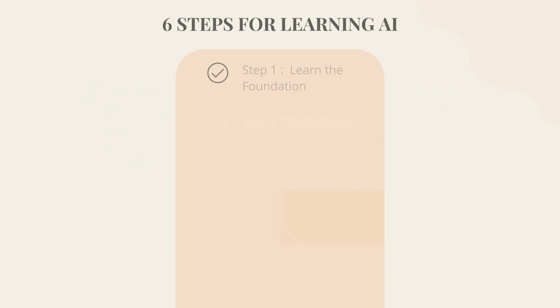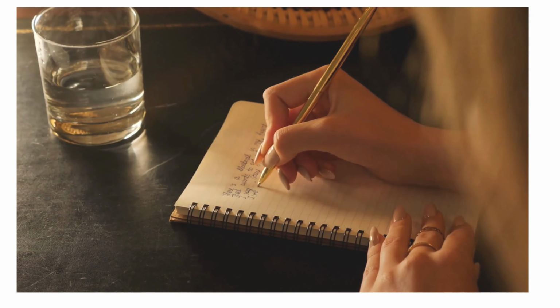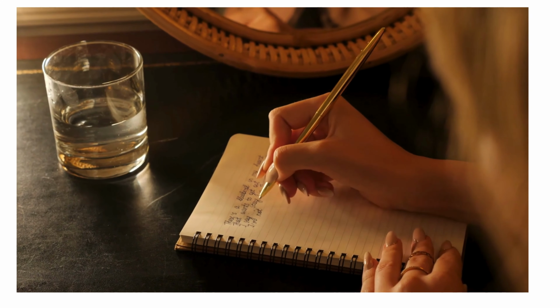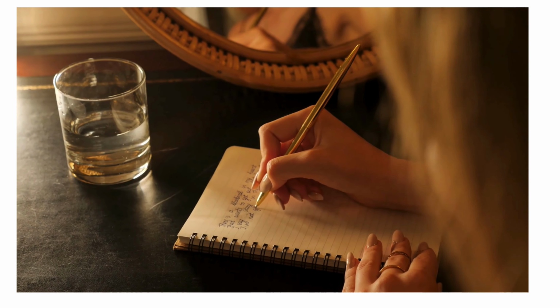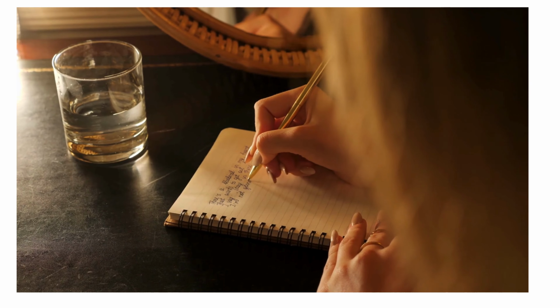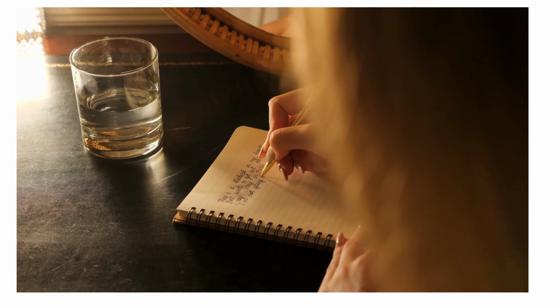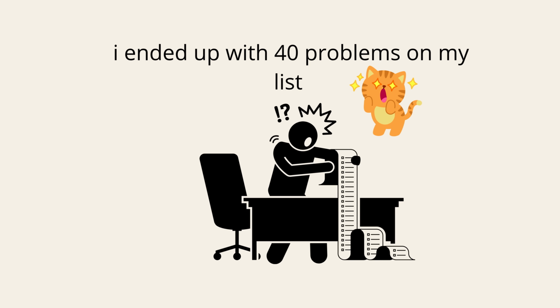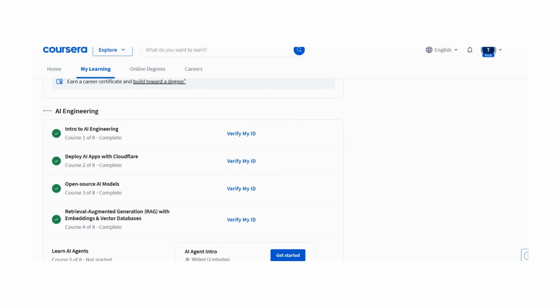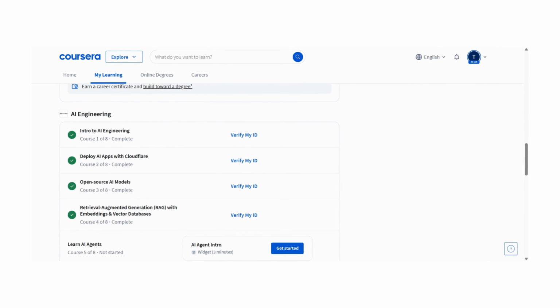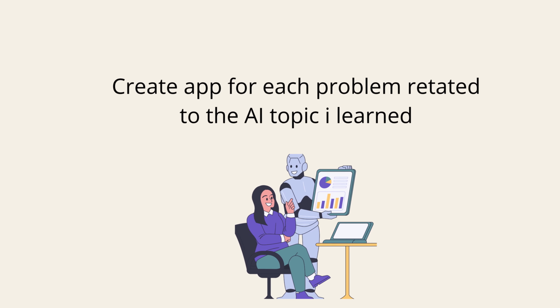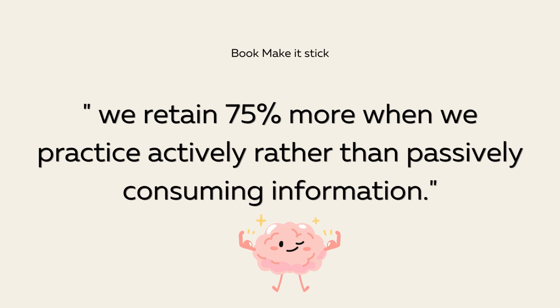Step 3 is to list all of my problems. On this step, I listed all the daily challenges I face, whether as a mom, as a developer, or managing my household. At the end of the day, I had 40 problems on my list. And then I matched them with an AI concept I learned. So for each problem, I will build a project including AI functionality that I've learned from the course. And according to the book Make It Stick, we retain 70% more when we practice actively rather than passively consuming information.